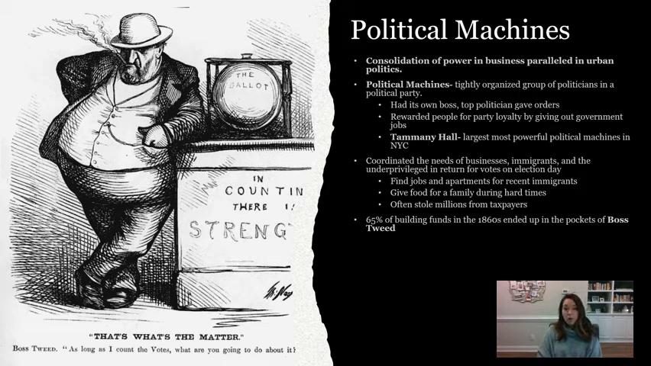Now, unfortunately, Tammany Hall stole millions of dollars worth of taxpayers' money. Because they were in control politically, no one really questioned them and no one ever ran against them. They were able to extort money. So Boss Tweed, for example, 65% of the building funds in the 1860s ended up in the pocket of Boss Tweed and his cronies. They would say this new city hall is going to cost X amount of money, but they embezzled most of those taxpayer dollars.